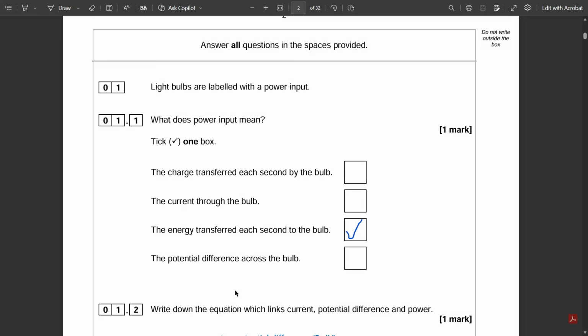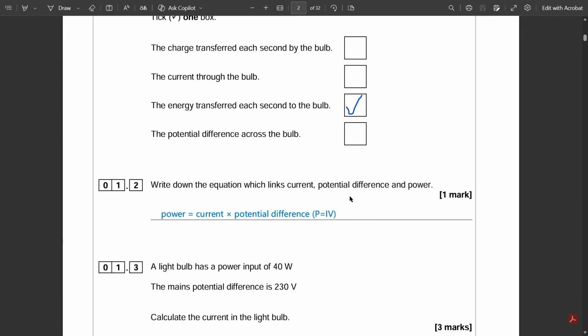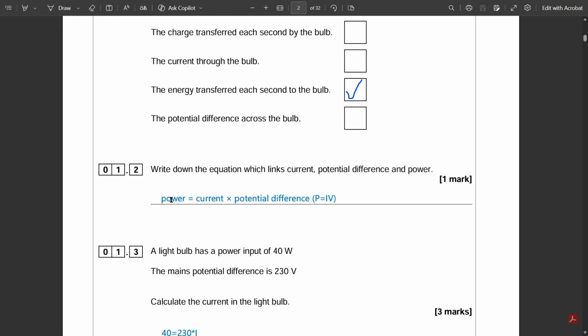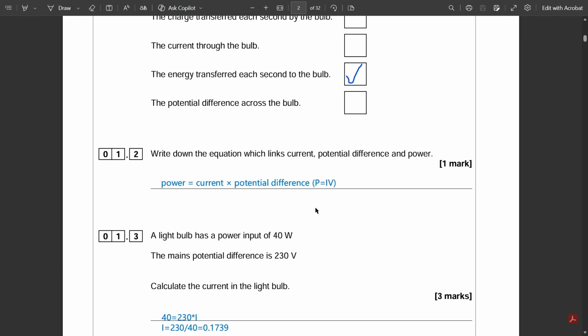And then we're just asked to write the equation that links current, potential difference, and power, and that is power equals current times potential difference. When this paper was made, they didn't have formula sheets, or they had limited formula sheets. Nowadays, you get all these formulas, but these questions still do occasionally appear.